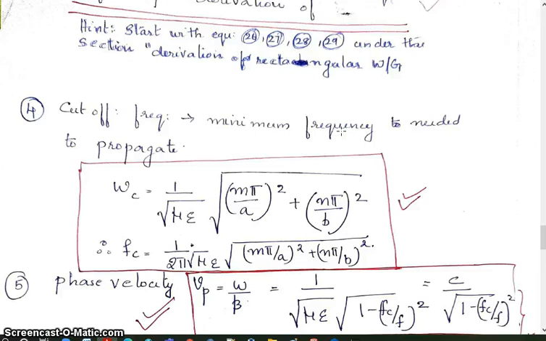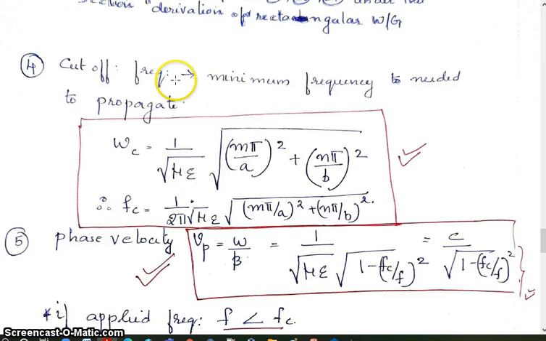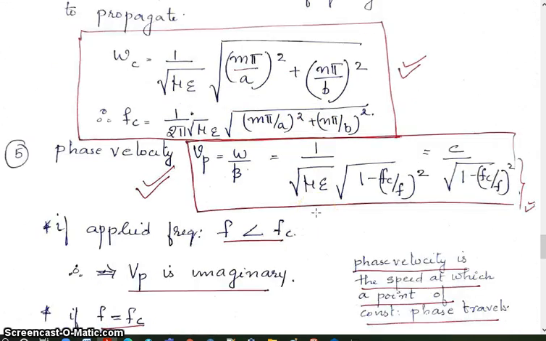Next we will see some parameters connected with a waveguide, not only a rectangular waveguide, but a waveguide in general. First is the cutoff frequency. Cutoff frequency is defined as the minimum frequency needed to propagate through a waveguide, which is given by the expression fc equal to 1 by 2 pi square root of mu epsilon into square root of (m pi by a) the whole square plus (n pi by b) the whole square. The second parameter is phase velocity Vp, which is given by omega by beta, equal to c by square root of 1 minus (fc by f) the whole square, where c is 1 by square root of mu epsilon.